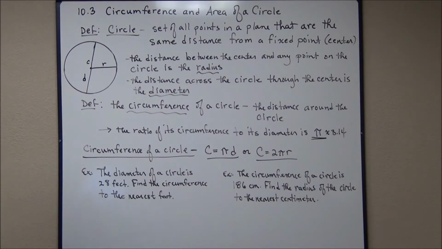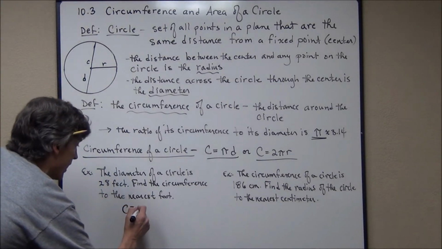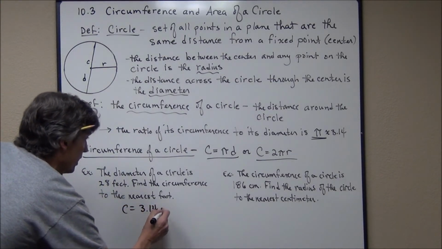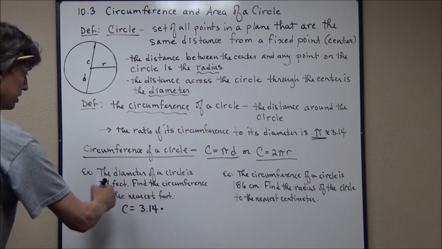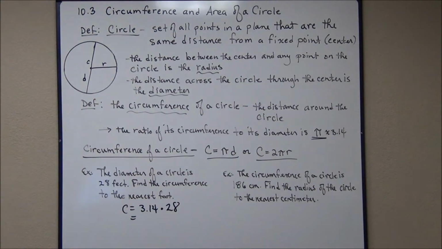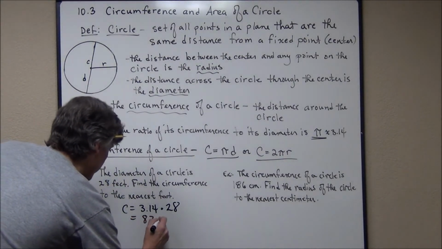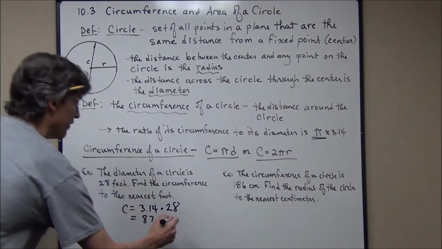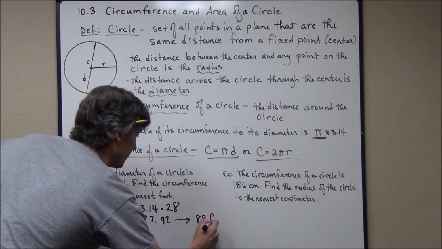In this first example, the diameter of the circle is given to be 28 feet. So I'm going to use this formula right here. We're going to find the circumference to the nearest foot. So my circumference is going to be pi, or about 3.14, times my diameter here, which is given to be 28. So it's about this time that I find my calculator. There it is. And I multiply on my calculator 3.14 times 28. And I get 87.92. Since they want it to the nearest foot, I'm going to write it as 88 feet.